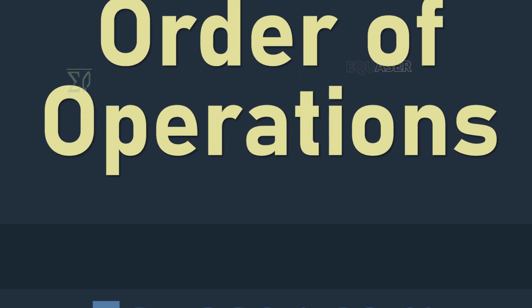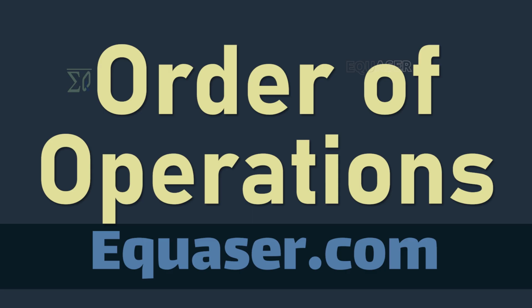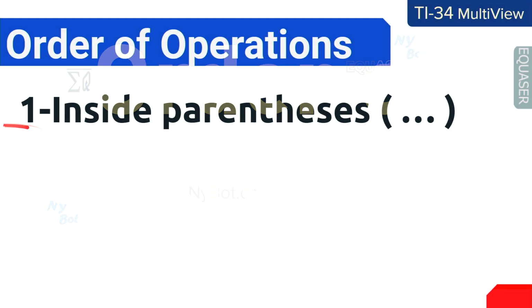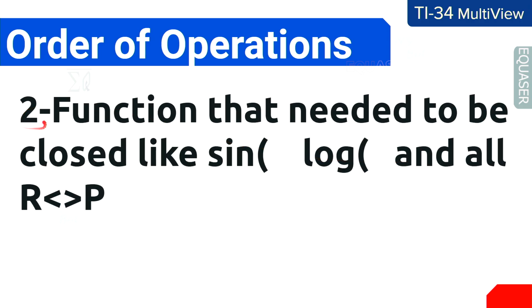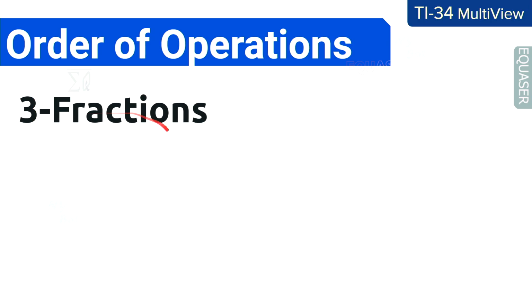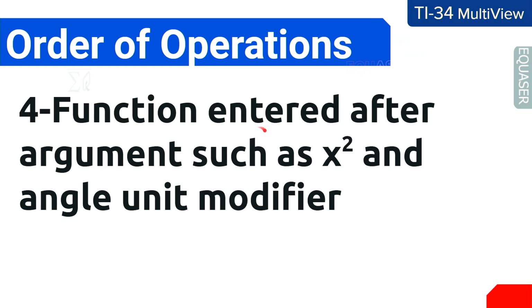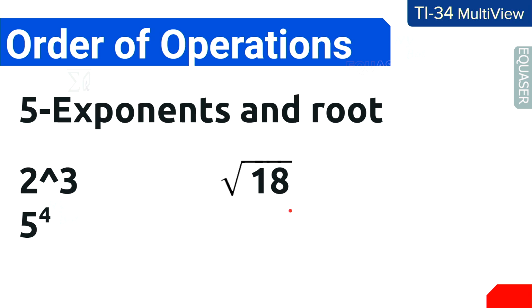Now let's have a look at the order of operations with this calculator. The calculator first evaluates the parentheses, whatever is inside it, and then the functions that need to be closed, like sine, log, rectangular and polar. Then it will evaluate fractions like this or like this, and then the functions entered after the arguments such as x squared and angle unit modifier, etc. Then it will evaluate exponents and roots like this.